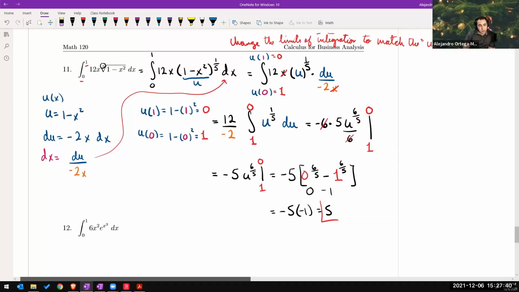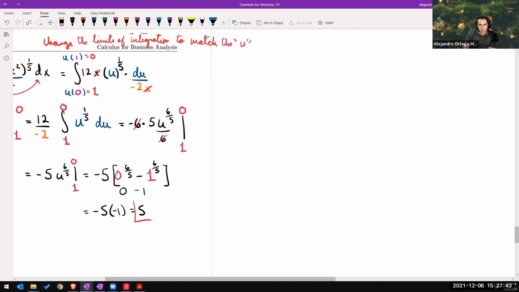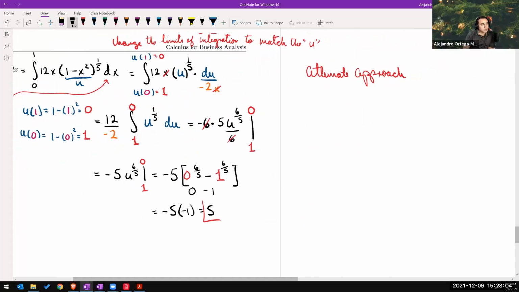Now, this is going to be the other approach, guys. And again, this is typically what the students prefer. Alternate approach. Let me write down the original problem. The original was the integral from 0 to 1 of 12x times (1 minus x squared) to the 1/5 dx. This was the original.